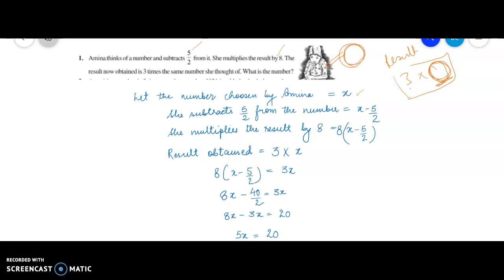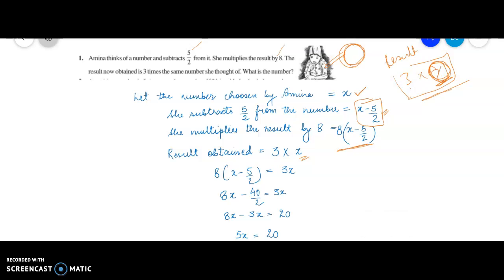So let the number be x. Now in the second step, she was subtracting 5 by 2, so right here I have subtracted 5 by 2 from the number x. I told you that she is thinking of some number, and we are assuming that number is x. Next she multiplies this result by 8. The result obtained is 3 multiplied by x, because I have taken that number as x.